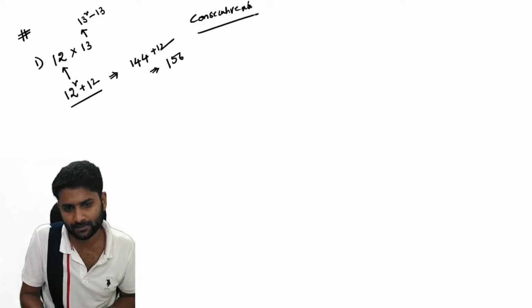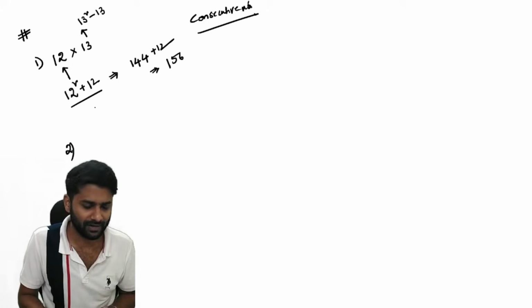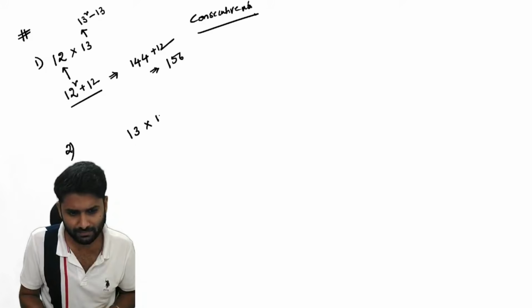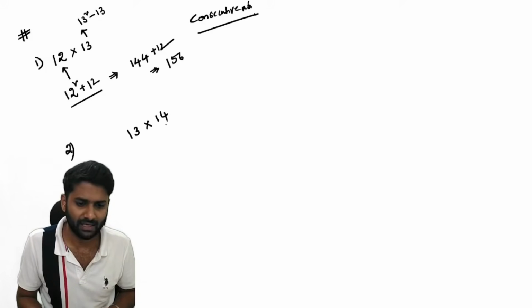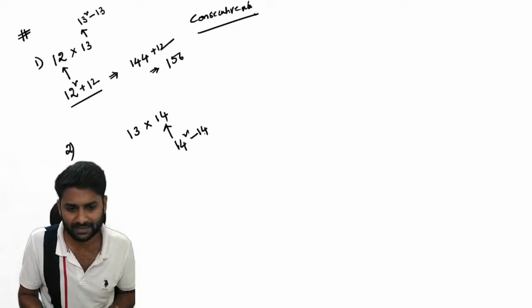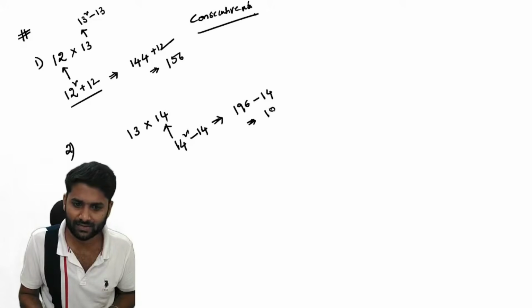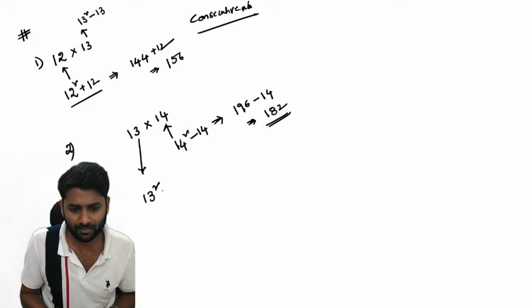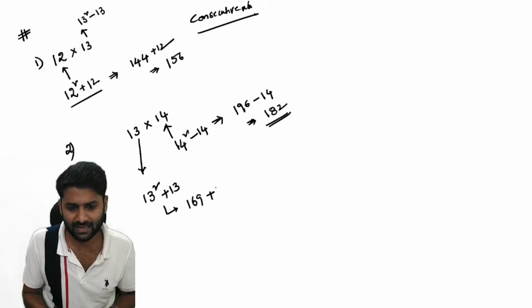Let's take a few examples for understanding. 13 is multiplied with 14. Guys, if you want to consider the higher number, take the square of that number and subtract it. So 14 square is 196, subtract 14, then the resultant is 182. Otherwise, consider the lower number, square of that number and add it. 13 square is 169 plus 13, then the resultant is 182.